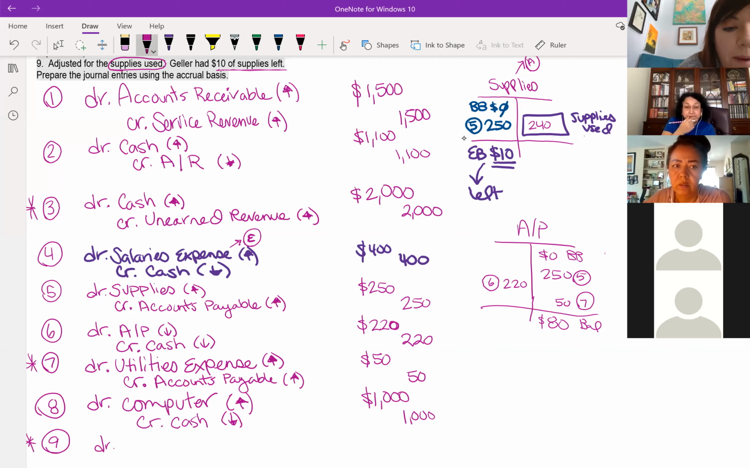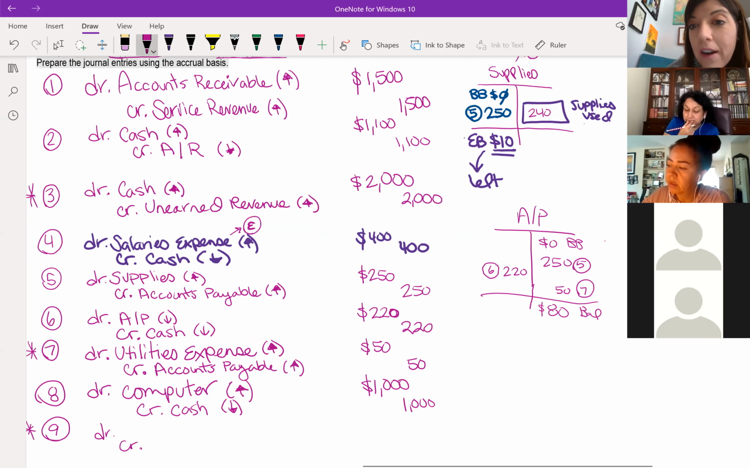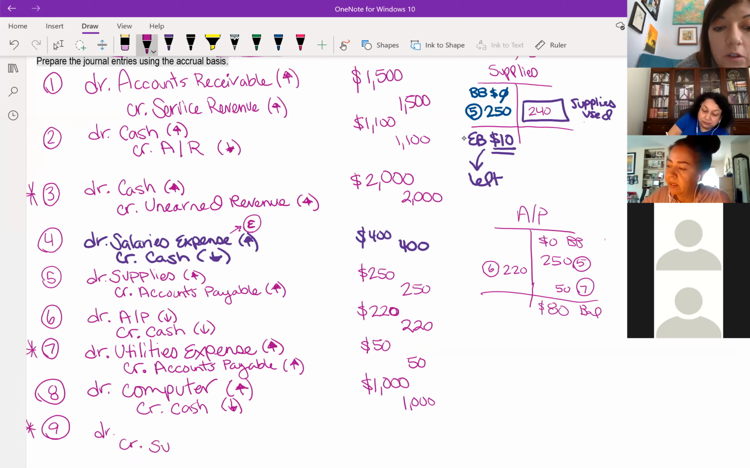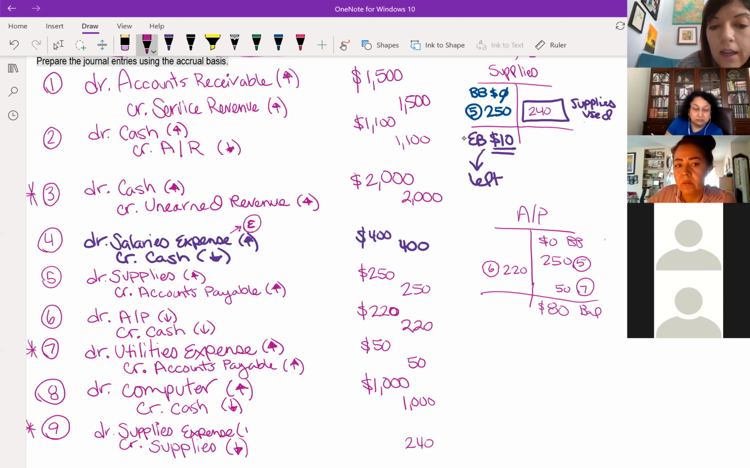So what am I going to debit and what am I going to credit? You already know the credit side, right? We already know that the supplies account needs to be credited. Supplies is going to decrease. The asset is decreasing for the amount used. It's no longer available to be used in the future. We've incurred the expense because we've used it. So we're going to debit supplies expense, increasing the expense by 240 for the amount used.